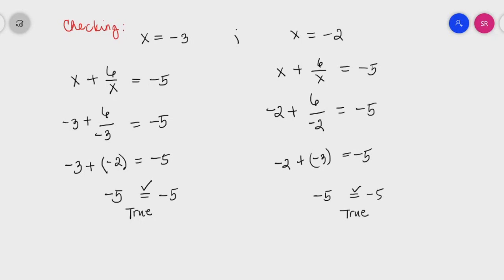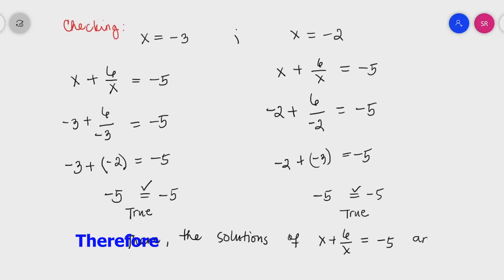So ngayon, masigurado na tayo na itong dalawang to ay yung solutions ng ating quadratic equation, which will lead us to concluding that the solutions of x plus 6 over x equals negative 5 are negative 3 and negative 2.